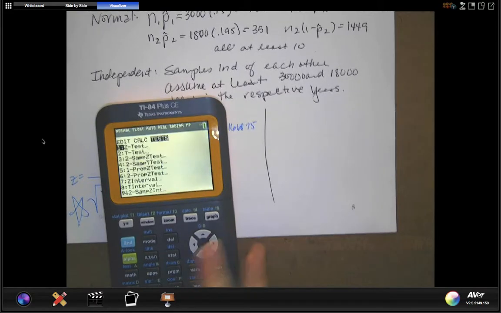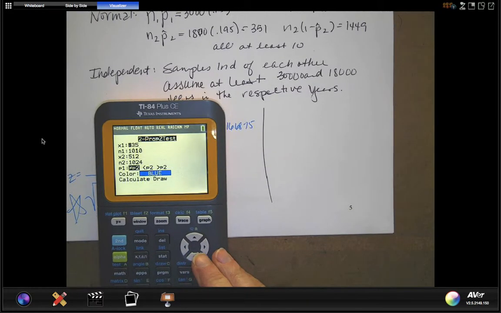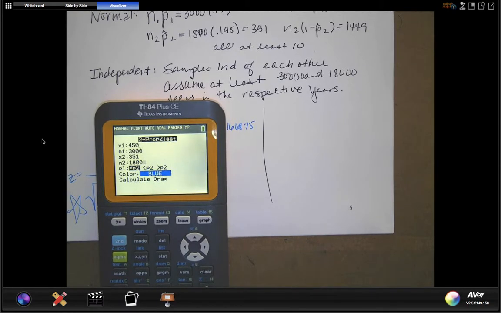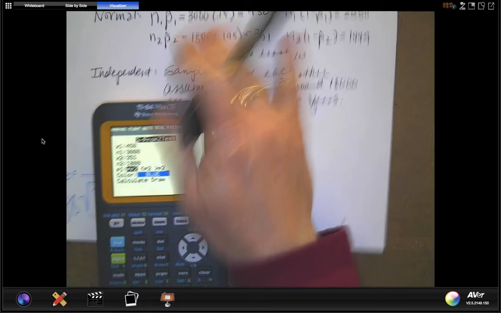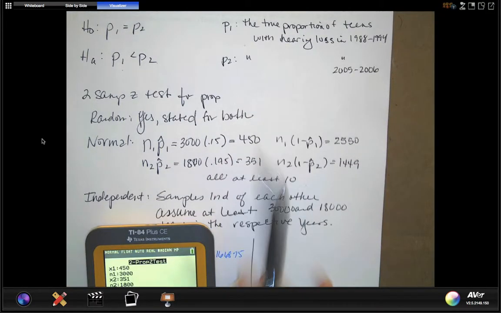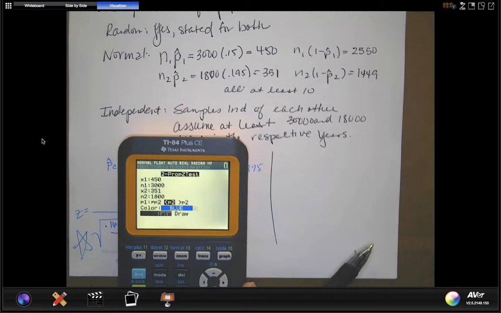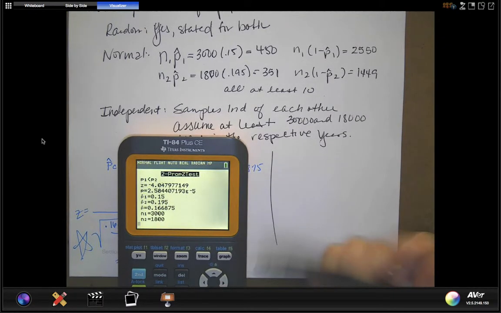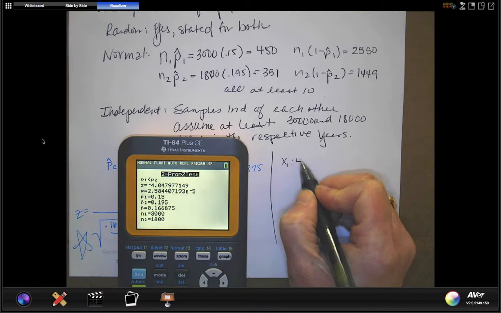So I go to stat tests. I go to 2-prop z-test. So I'm going to have my 450, my 3,000, my 351, my 1,800. All right, what is the direction of my HA? So my HA says that p1 is less than p2. So I'm going over here. I hit calculate. Okay, so you would tell me what your inputs are.